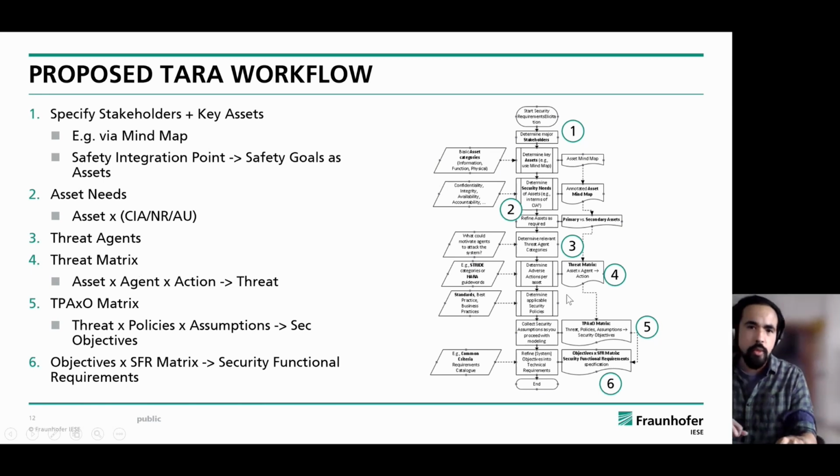And at that point, we are able to then combine triplets of assets, agents, and actions into combinations into threats and identify a set of threats that we need to defend against, and then assign to combinations of the threats alongside the policies and assumptions we have established, what kind of objectives we need to protect against those threats. And finally, we can break the objectives down into security functional requirements.